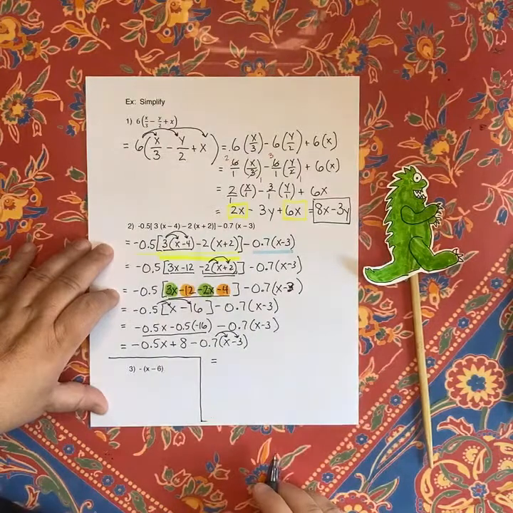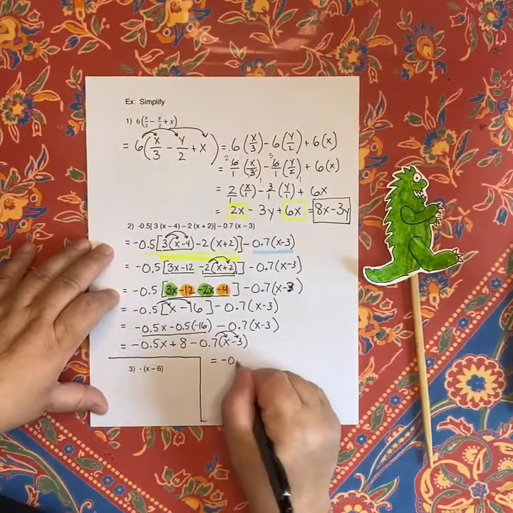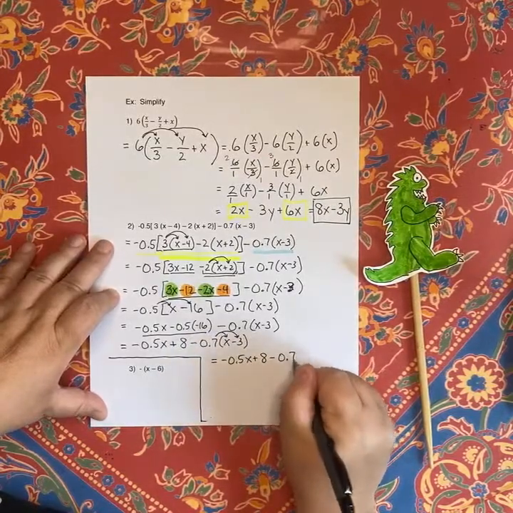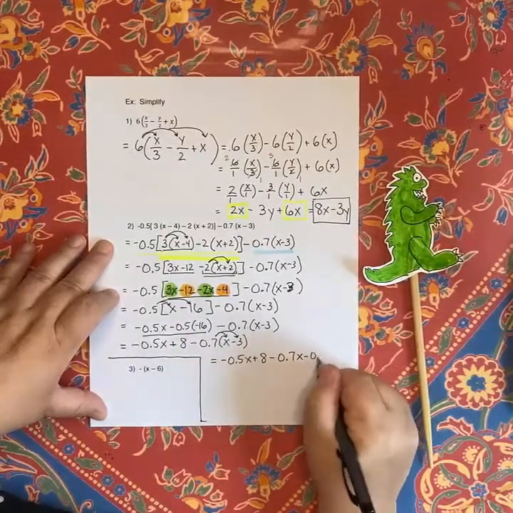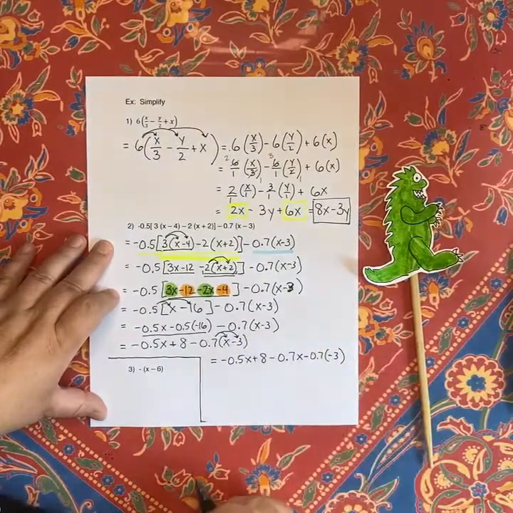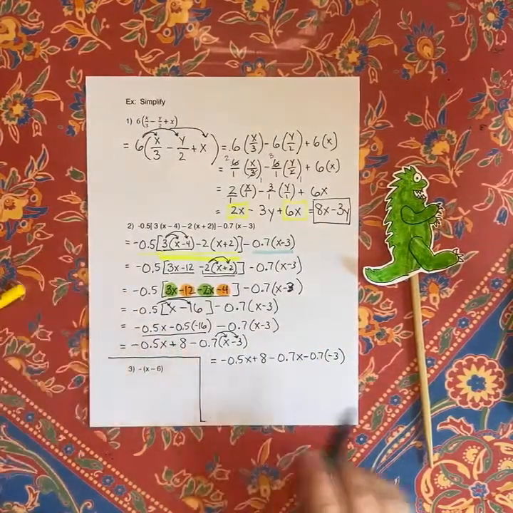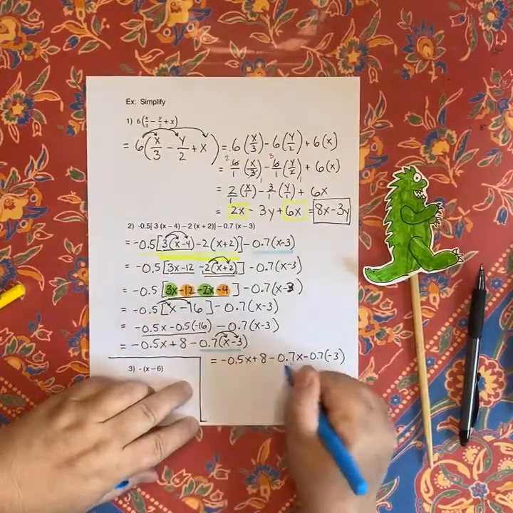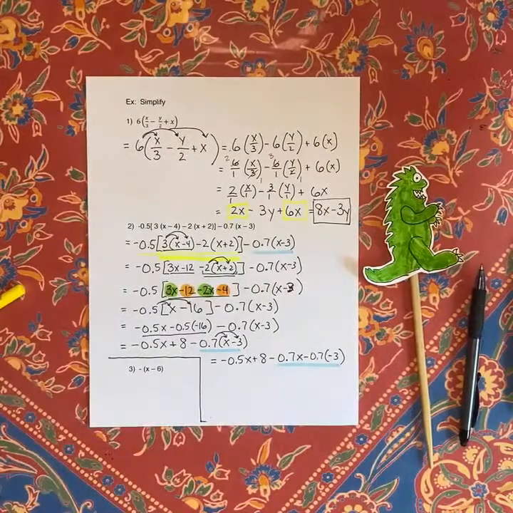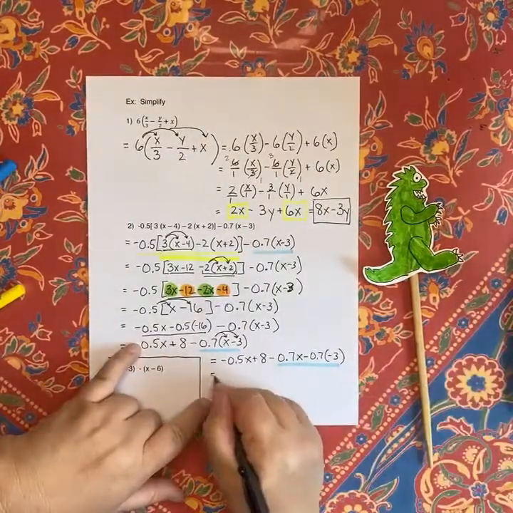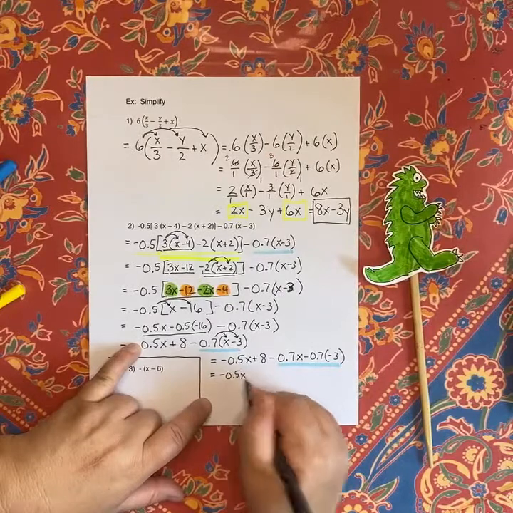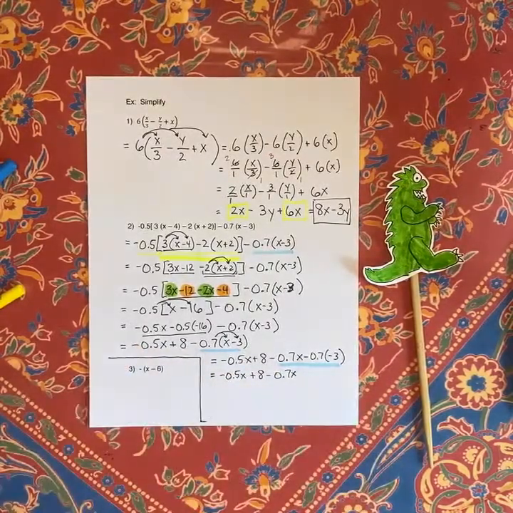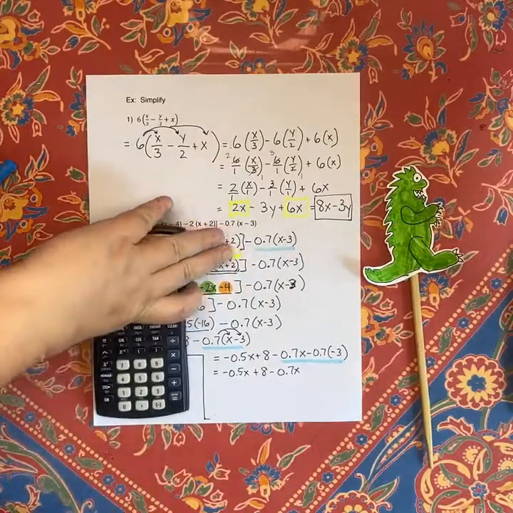Now I'm going to go ahead and do the second set of distributive properties. So I get negative 0.5x plus 8 minus 0.7 times x minus 0.7 times negative 3. That's the second part. That's this part right here. Let's see. This was blue before, so I can do the blue right there. Okay. Negative 0.5x plus 8 minus 0.7x. And then I can go ahead and multiply.